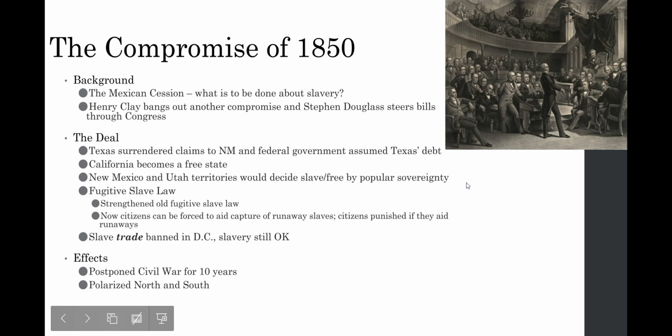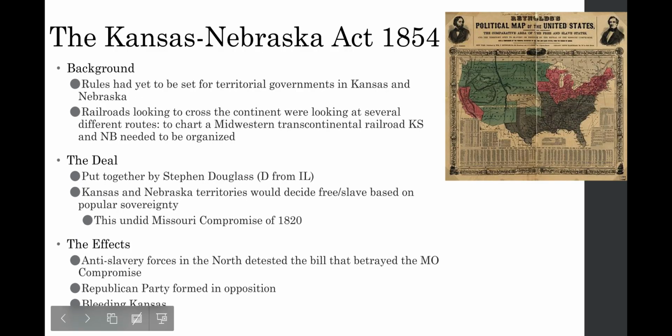The effect was it postponed the Civil War for 10 years. Basically everybody got something that they liked, but also something that they really didn't like. So it still polarized the North and the South and made them more divided based on their original points of view. So flash forward a couple of years, and Stephen Douglas.